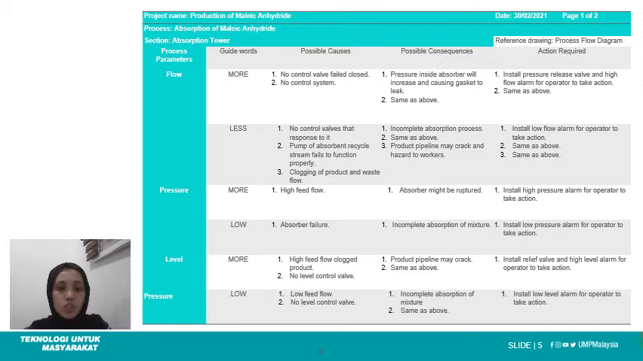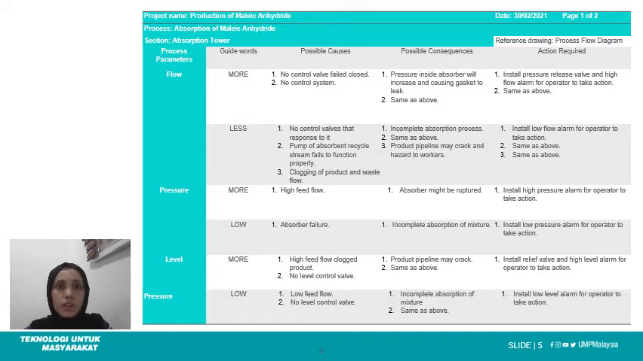Okay, the second is pressure. If the pressure is too low, the absorber will fail to operate. So incomplete absorption of mixture will be recorded. To avoid this, we have to install a low pressure alarm for the operator to take action. And lastly, for level, if the level is too low than the required, there will be no level control valve, and incomplete absorption of mixture will happen. We have to install a low level alarm for the operator to take action.